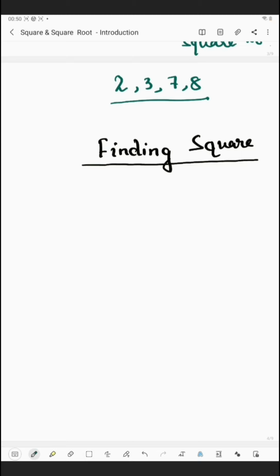Now let us take an example. Suppose we have to find the square of 42. We can find this by multiplying the same number twice, but the easier way is to expand the number. So 42 can be written as 40 plus 2, and the power is 2. So it is (40 + 2) whole square.